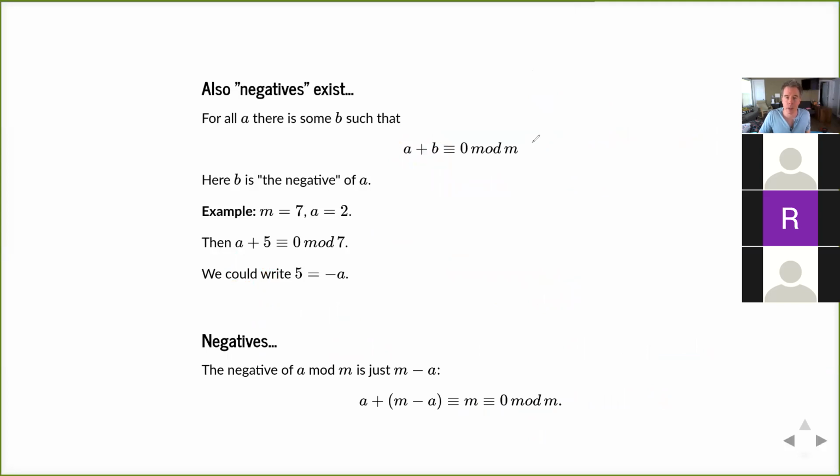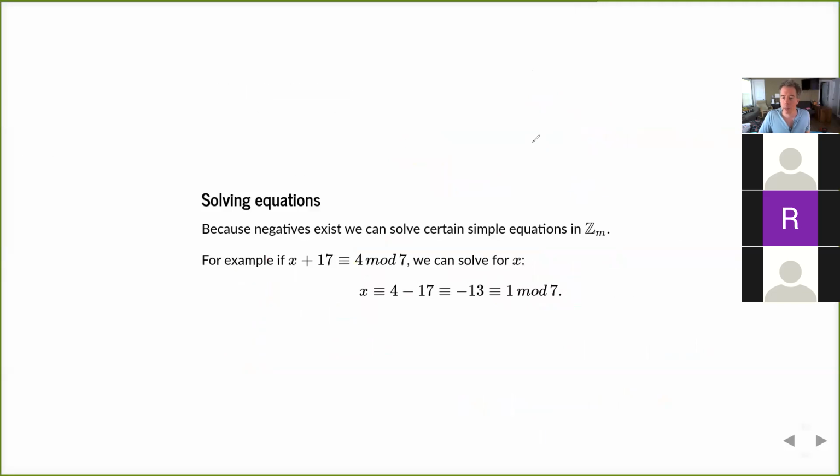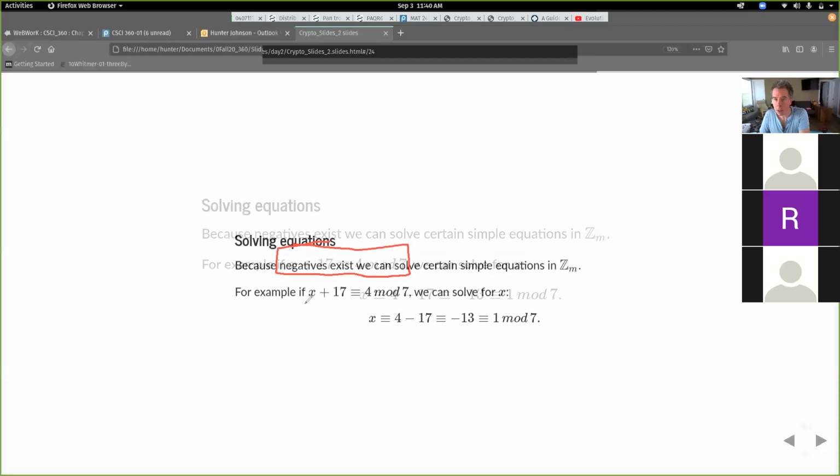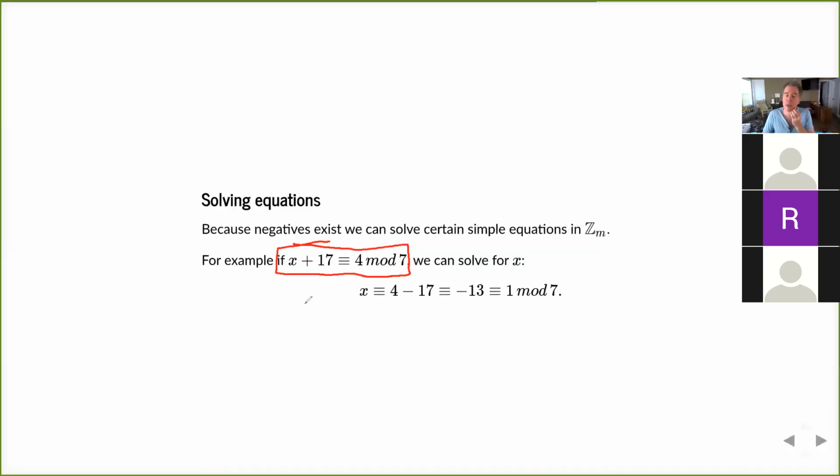So that just says what I just said. All right. So because negatives exist, you can solve certain equations. So what if you want to solve this equation? Then you just subtract 17 from both sides. So you get x is congruent to 4 minus 17, mod 7. And then you get minus 13.